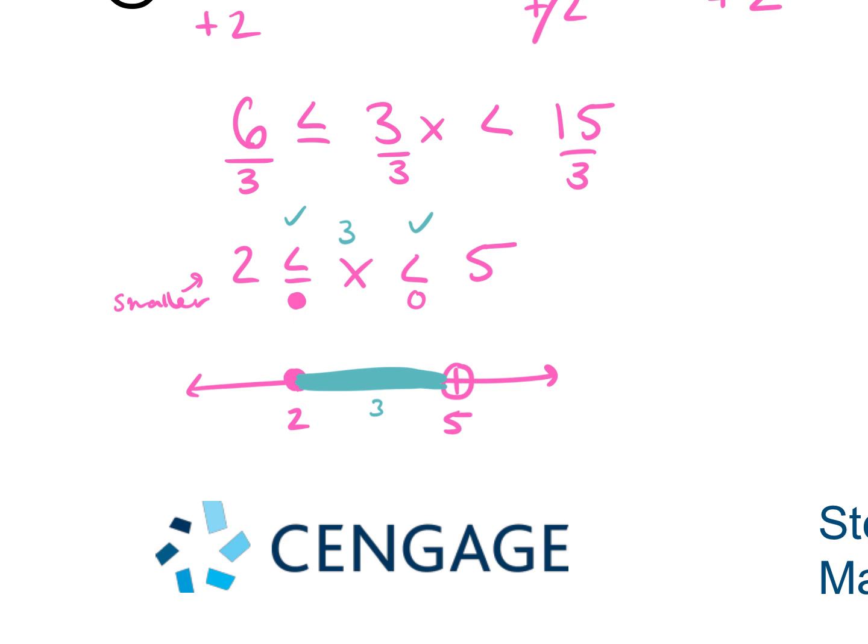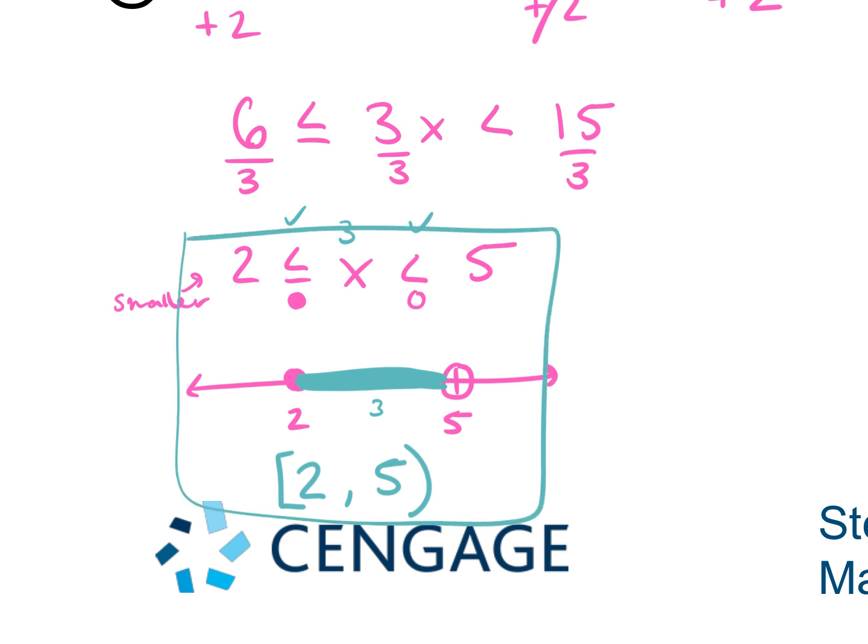Next, let's write it in interval notation. So interval notation, we start with the smaller number first. So 2 is going to come first. Would 2 get a bracket or parentheses? A bracket, since it's a closed circle. Where does our graph stop on our number line? At 5. Would it get a bracket or parentheses? A parentheses. So these are our 3 answers.